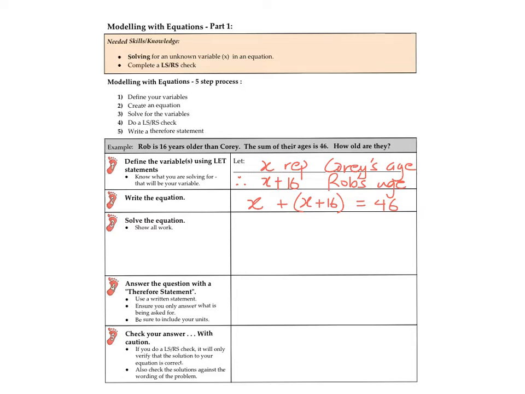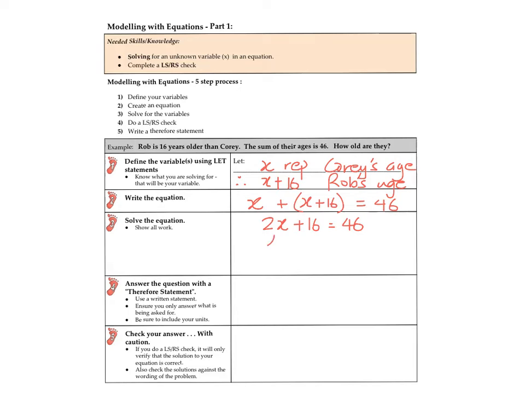Now we're going to use this equation, using algebra, and solve it. So our first step would be to collect like terms. So here we have x and x as our like terms. So x plus x is 2x, plus 16 equals 46. Now let's solve the equation. So we will combine like terms. Remember, when we are combining like terms across the equal sign, they switch the signs.